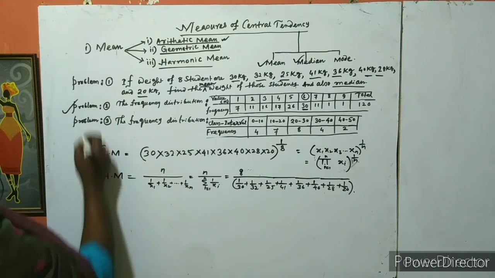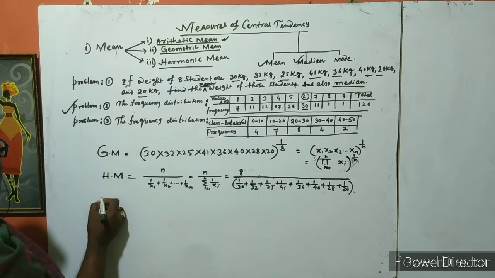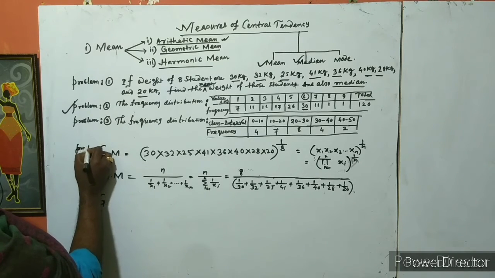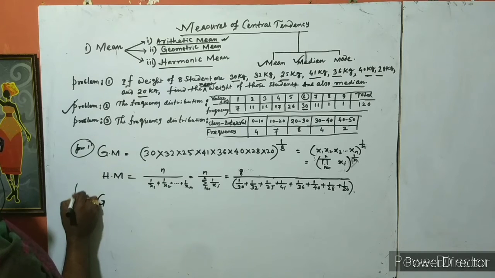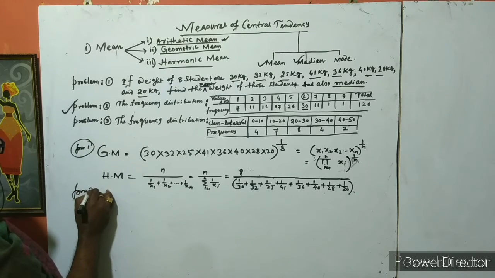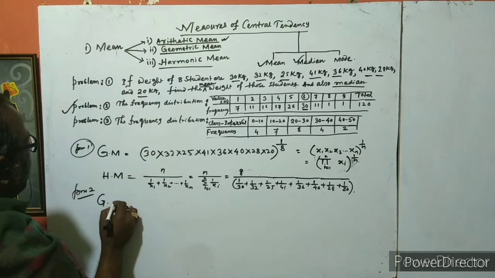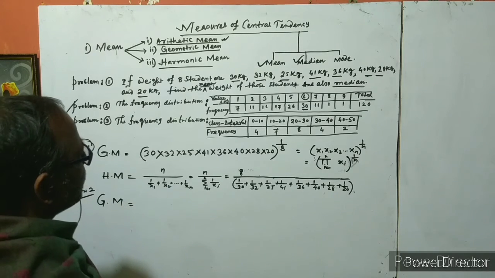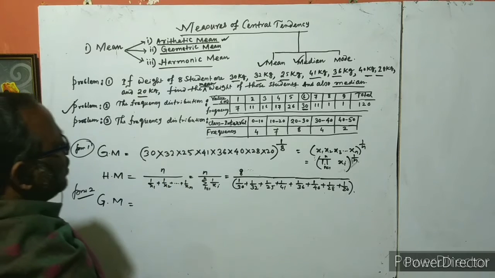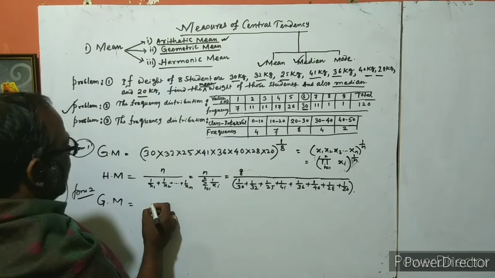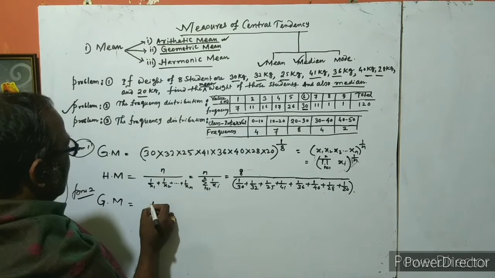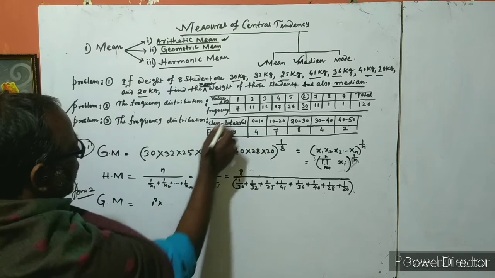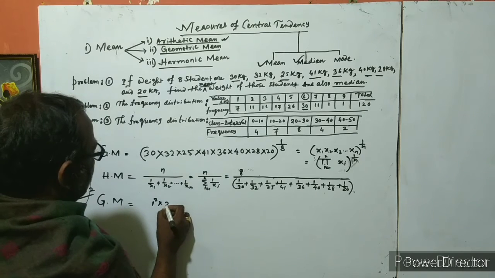This is for problem 1, and this is for problem 2. What is the problem? We have to find GM. Here is the product: 1 to the power 7, then 2, and 2 to the power 11.